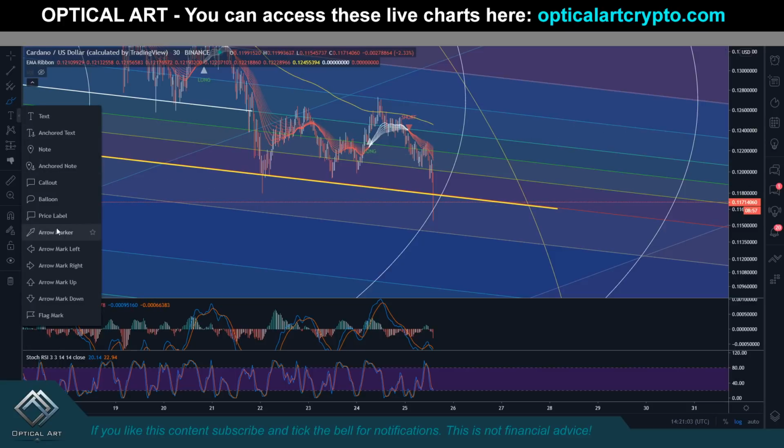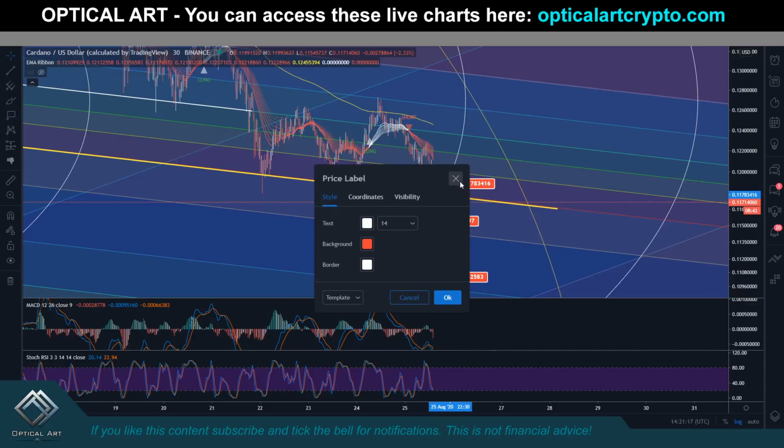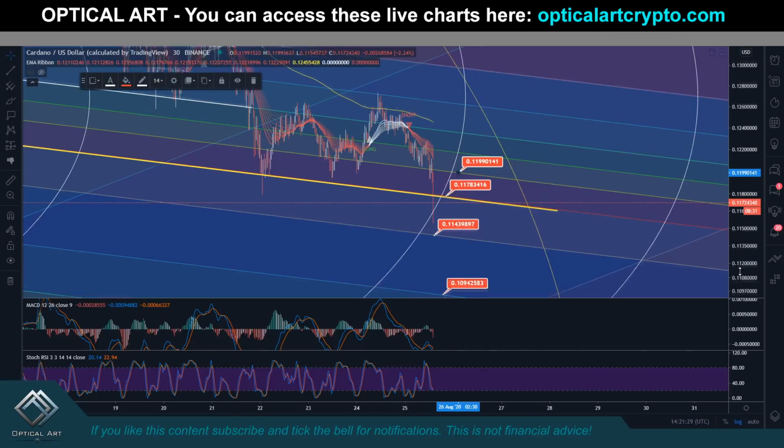Price labels. So your next support down below is right here at 0.114. Your next support below that will be potentially 0.109. If we do push up, this is now a strong resistance right here at 0.117, and then again these will be your resistance levels on the way up, and go back and look and see how many times that line was tested to know if it's going to be stronger support or resistance.